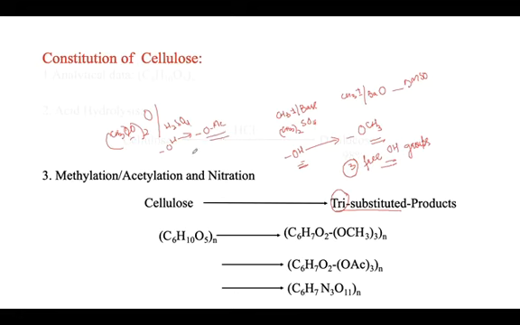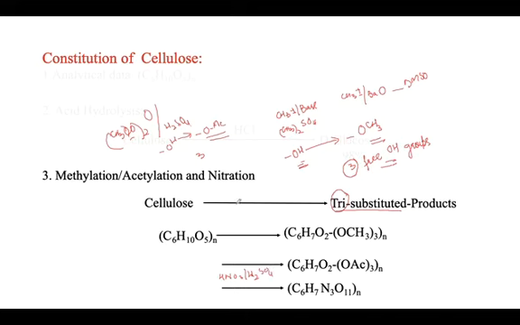So again, it has been proved that there are at least 3 free hydroxy groups which are present, and a similar result has been obtained by nitration when the cellulose has been treated with nitric acid and sulfuric acid. So it has been found again that a tri-substituted product has been obtained.